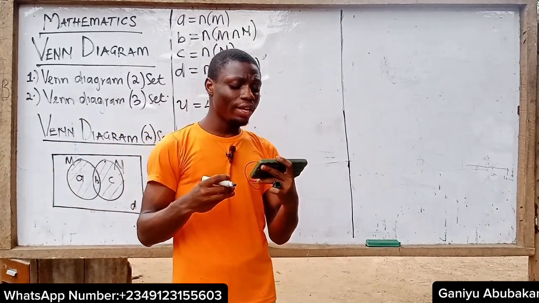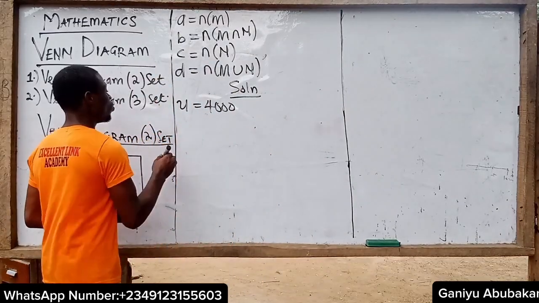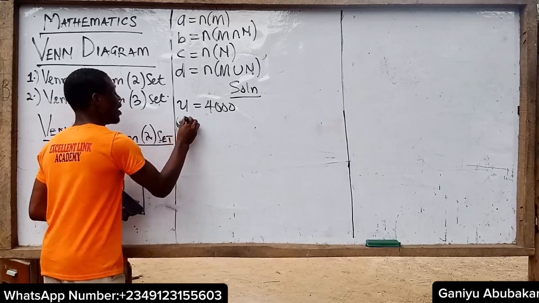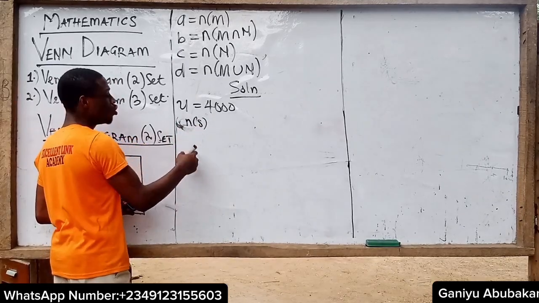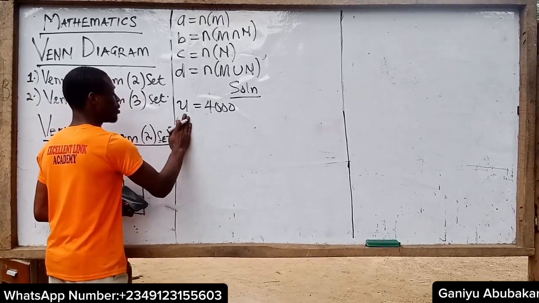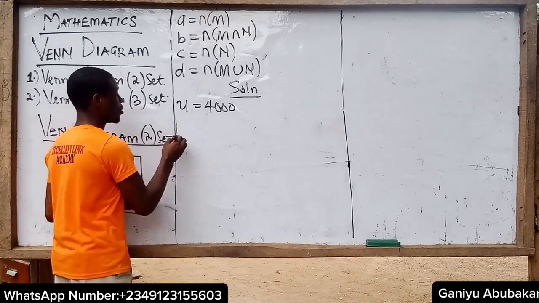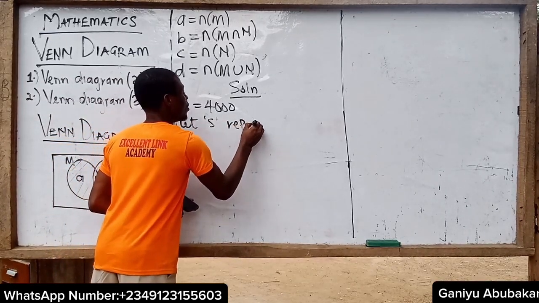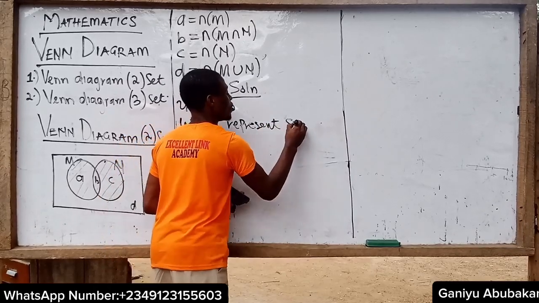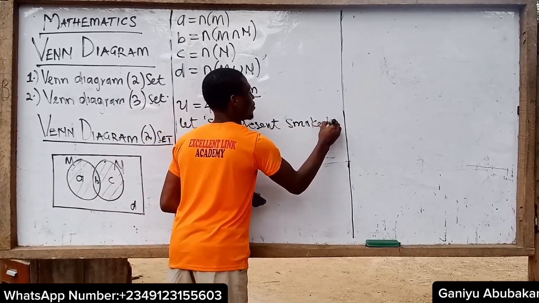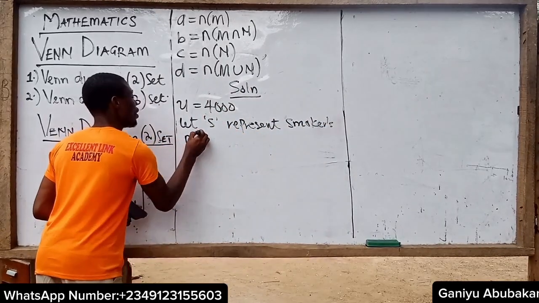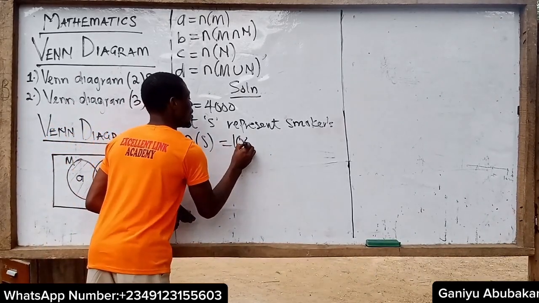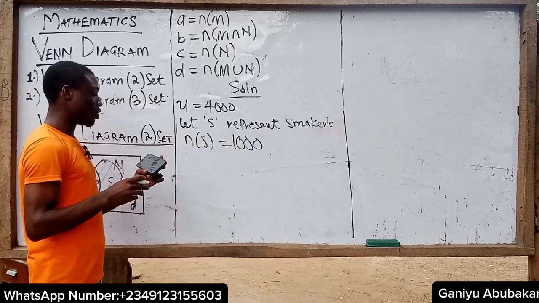1,000 students were listed as smokers. So let you define. Don't just come here and say N of S smokers. No, you define it. Let them know that you are saying X is smokers. So let X represent smokers, right? So I'll be having N of X. How many are they, please? 1,000 students are smokers, as you can see.